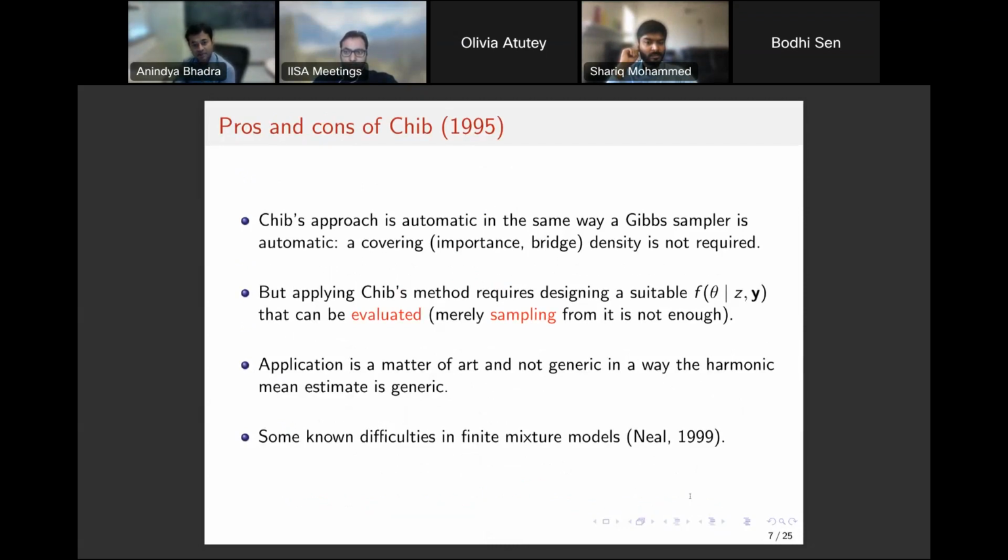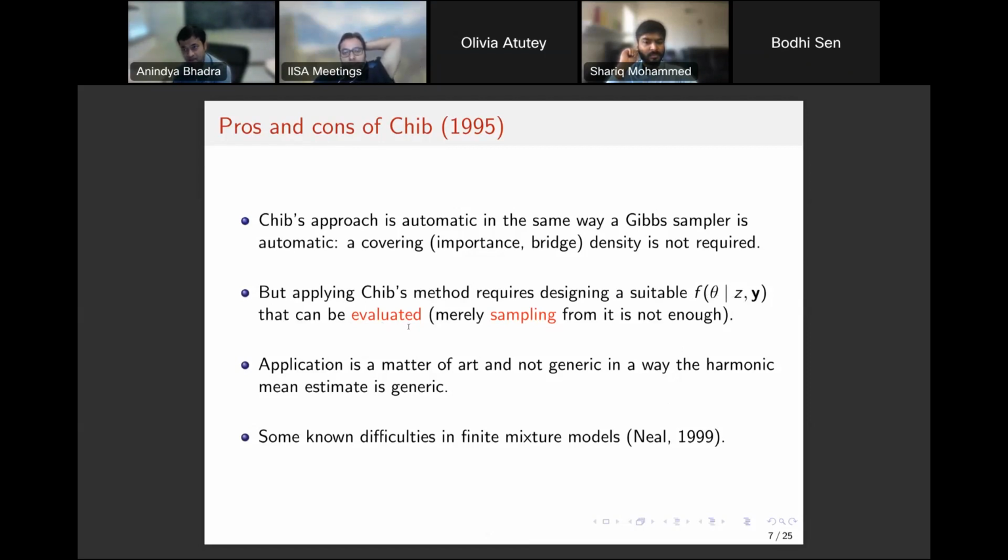But applying Chib's method requires a suitable f theta given z comma y that can be evaluated. This is the parameter of interest, theta. The other thing, z given theta, y, need not be evaluated, but this part must be evaluated, and hence it's in red. And merely sampling from it is not going to be enough.